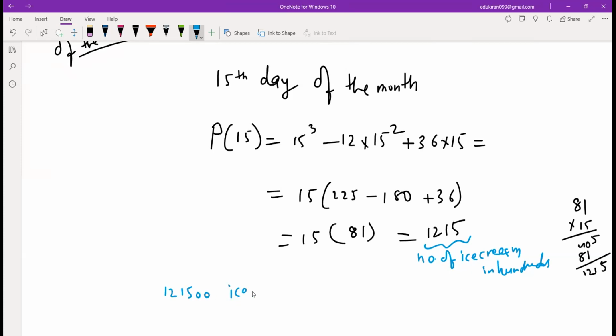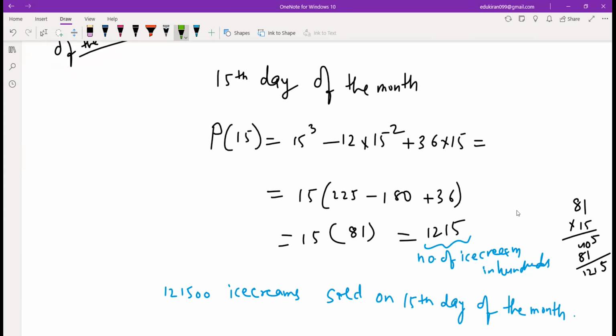121500 ice creams sold on the 15th day of the month. So by putting x is equal to 15, you get this. If you put x is equal to 2, you will get a value. That value in 100 will be the number of ice creams sold in that particular day, the second day of the month. Have you got this concept?